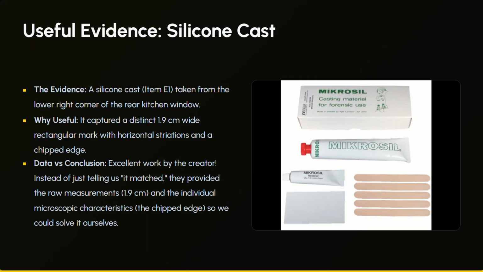So the useful evidence here is the silicone cast. It was taken from the lower right corner of the rear kitchen window. It captured a distinct 1.9 centimeter wide rectangular mark with horizontal striations and a chipped edge. Excellent work by the creator, by the way, because instead of telling us it matched, they provided the raw measurements and the individual microscopic characteristics so we could solve it ourselves.